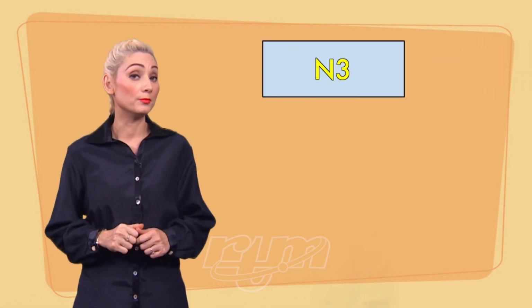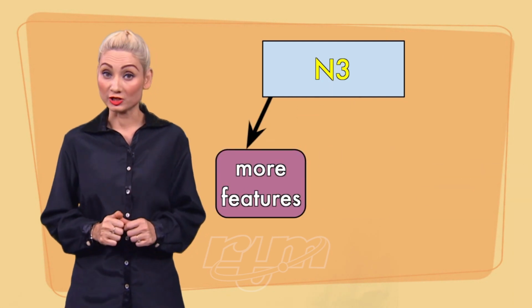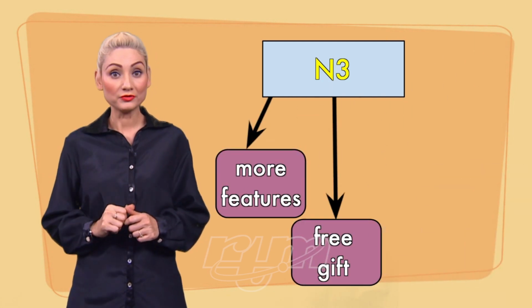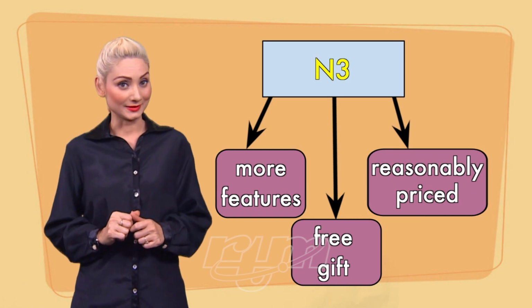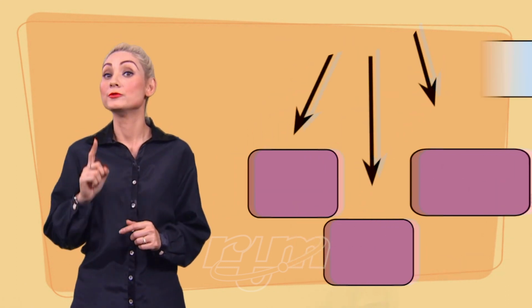Meanwhile, if you have chosen the N3, you may buy the phone because it has more features, it comes with a free gift, it is reasonably priced. Choose a phone and write a short paragraph in about 50 words why you made that choice.